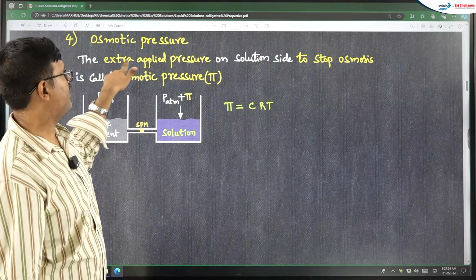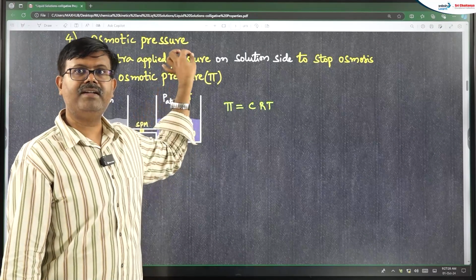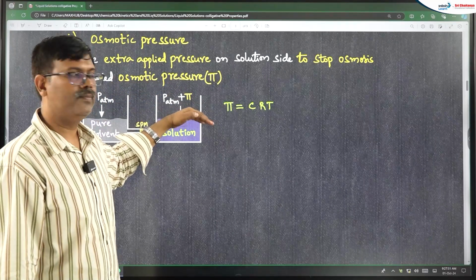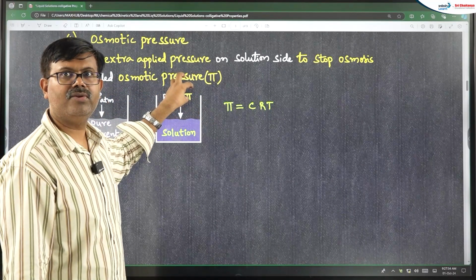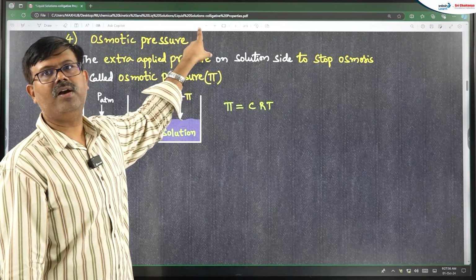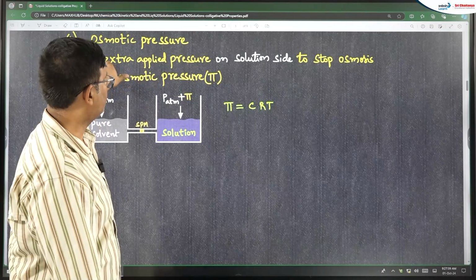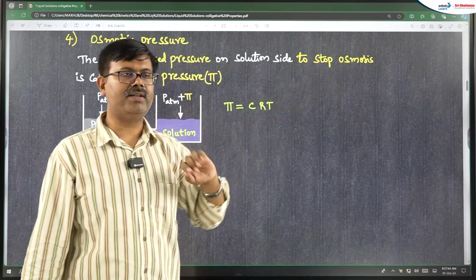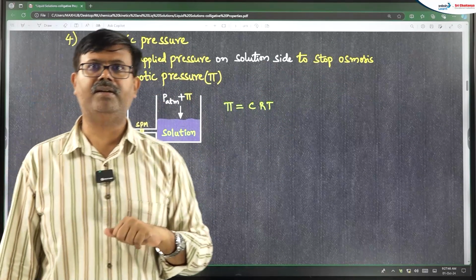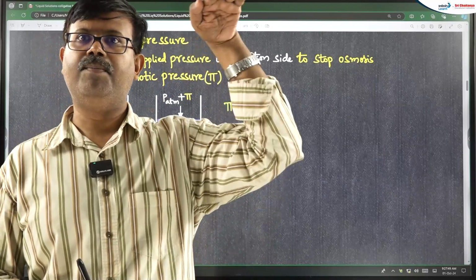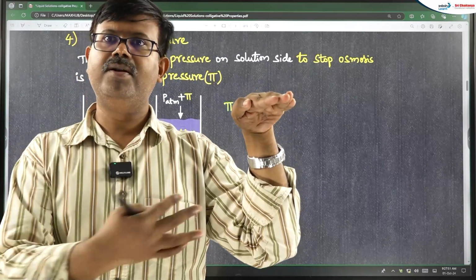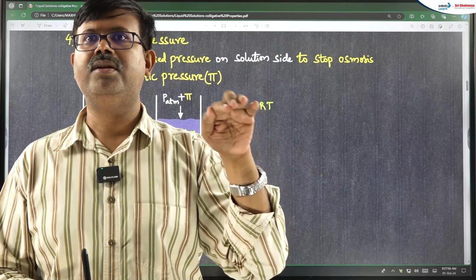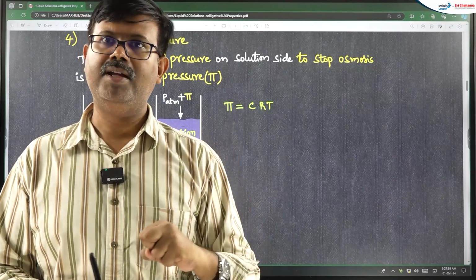So what is osmotic pressure? See the definition: extra applied pressure. Why is it written extra applied pressure? Already atmospheric pressure is acting upon the two beakers. The extra pressure you are applying on the solution side is only called osmotic pressure. The extra applied pressure on the solution side to stop osmosis is called osmotic pressure. To stop osmosis, you have to apply pressure in such a way that the osmosis is stopped. Such extra pressure applied on the solution is called osmotic pressure.